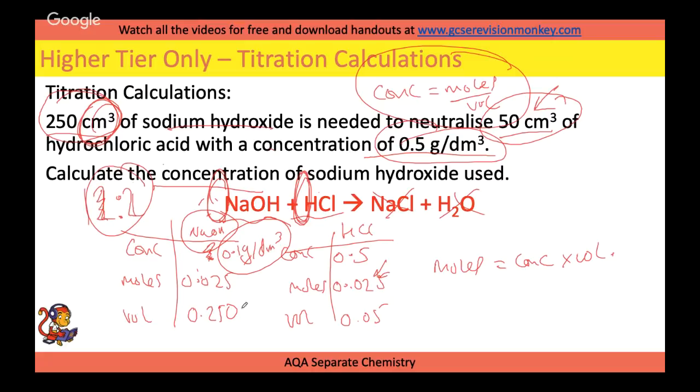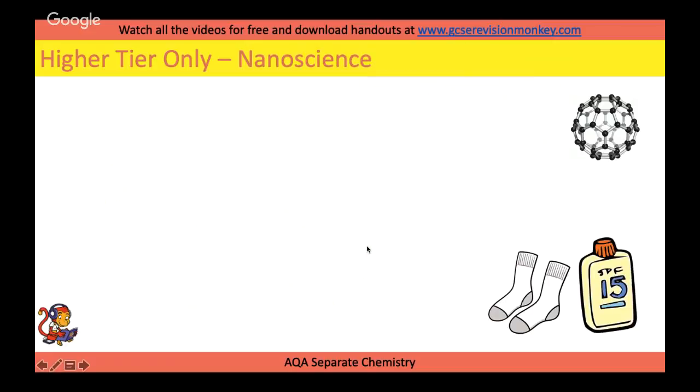Okay, so that's a concentration calculation. Again, the tables will help you separate your working and make fewer mistakes. Nanoscience then. You could be asked some calculations in relation to surface area to volume ratio, so make sure you can calculate the surface area of a cube and the volume of a cube. If there's anything else, they'll probably give you the formulas to work it out.